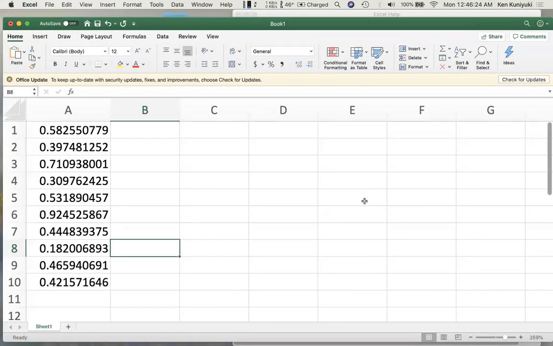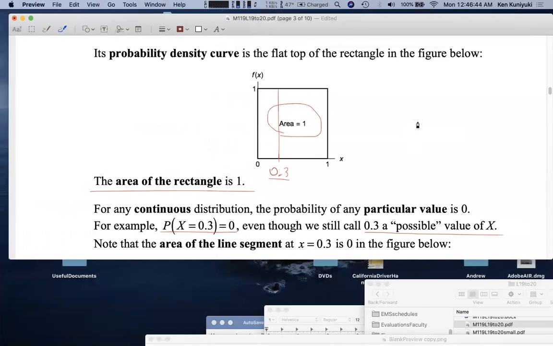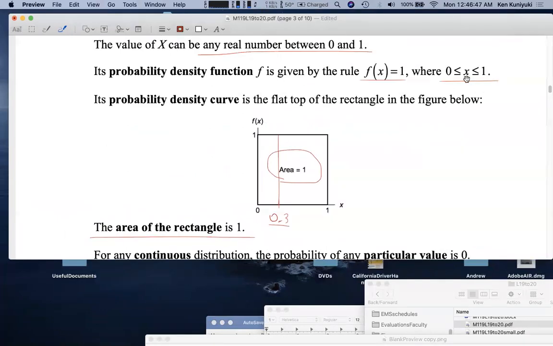In fact, when you look back at the description on Excel, technically the RAND function could in principle spit out a 0, but it cannot spit out a 1. But we don't have to worry about that because technically the probability of getting exactly a 0 or exactly a 1 is 0 anyway. So here, when I was defining this distribution, I said that x could be any real number between 0 and 1 inclusive. Really, it didn't matter whether we had the bars here or not, because the probability of getting exactly a 0 is 0, and the probability of getting exactly a 1 is 0. So we don't even have to worry about the bars here, whether they're there or not.